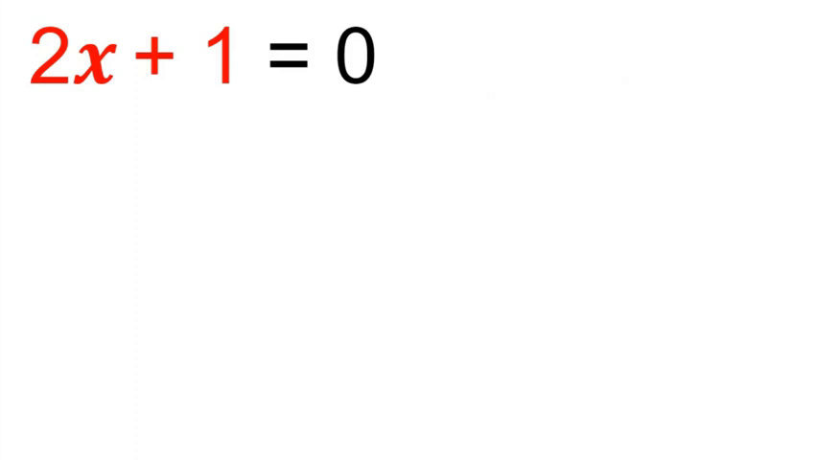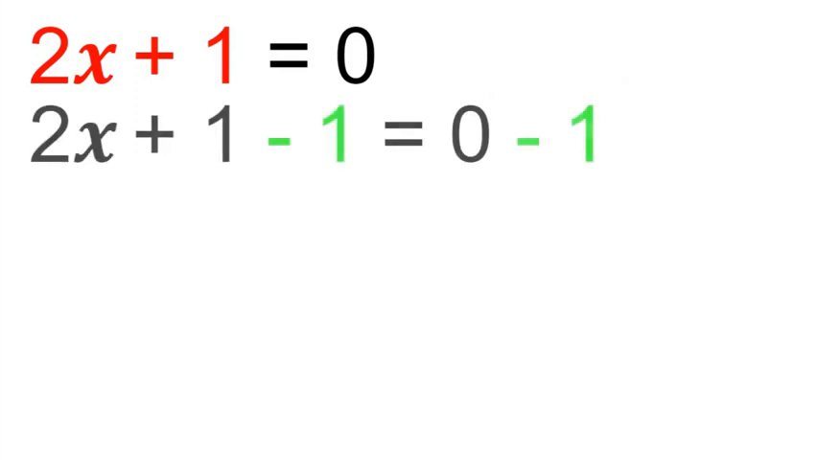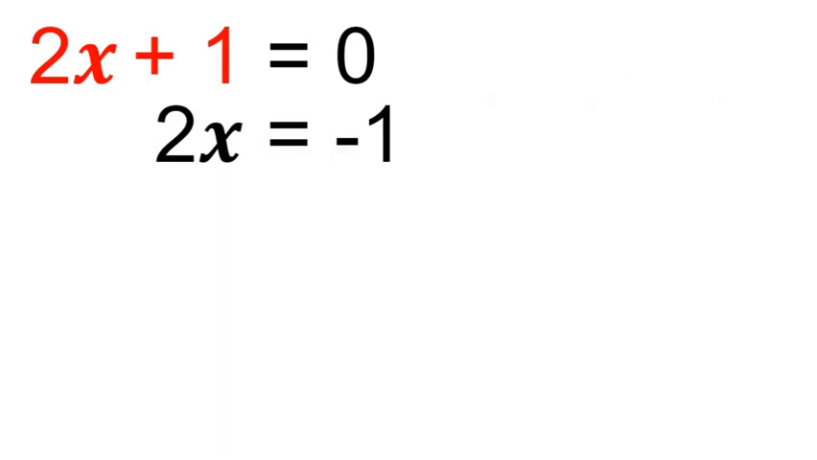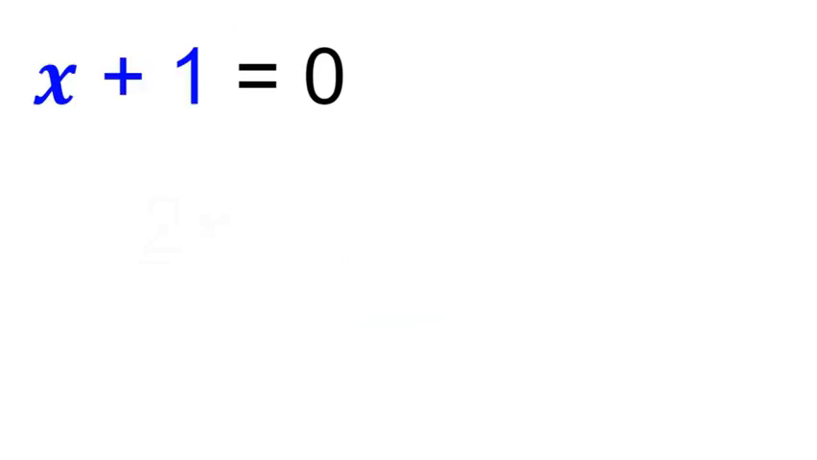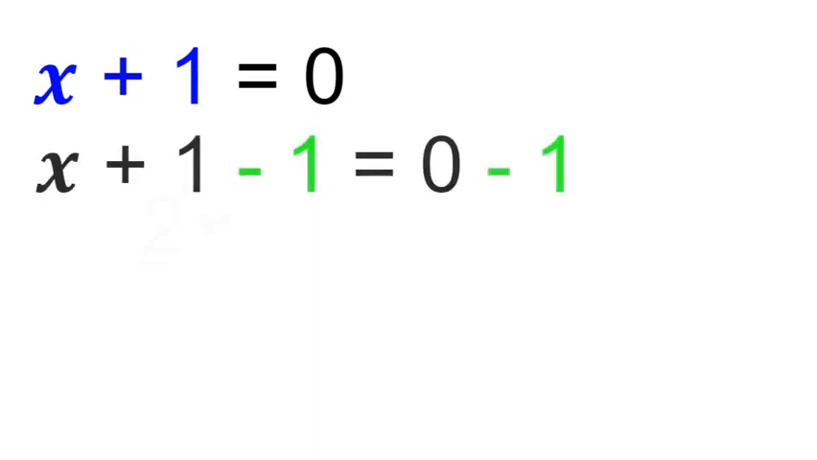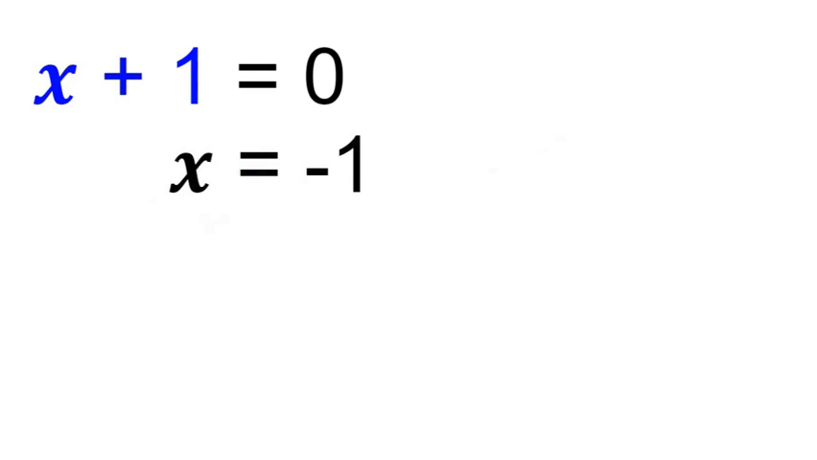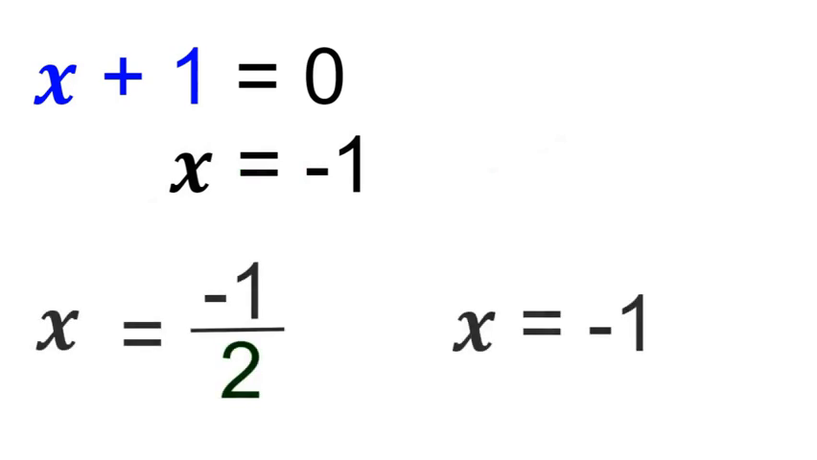Now we simply solve this by rearranging and isolating x. To rearrange, we subtract 1 from both sides, and then we're left with 2x equals negative 1. Then we divide both sides by 2, and we're left with x equals negative 1 over 2. We can do a similar thing with x plus 1. So x plus 1 equals 0, and so we subtract 1 from both sides, and then we're left with x equals negative 1. So we've arrived at two answers, x equals negative 1 over 2 and x equals negative 1. And these are our answers.